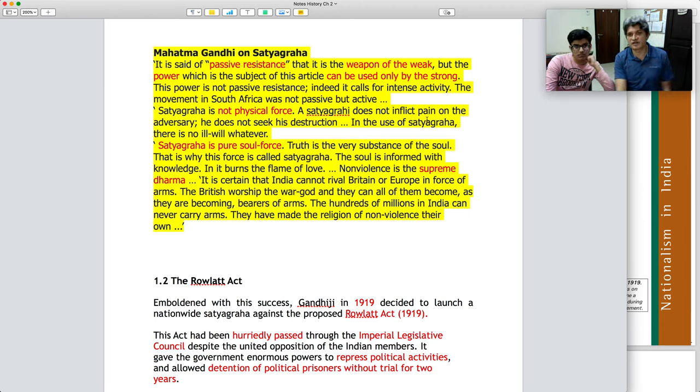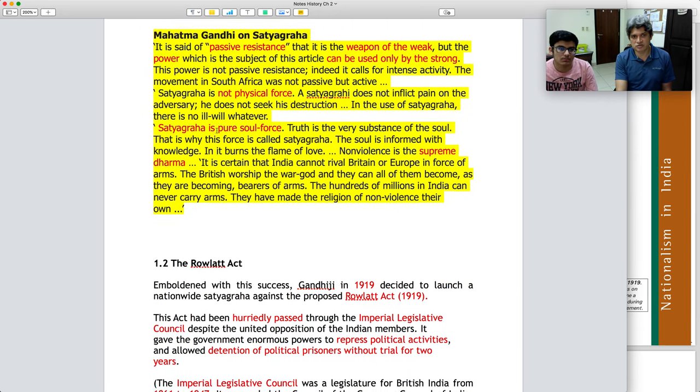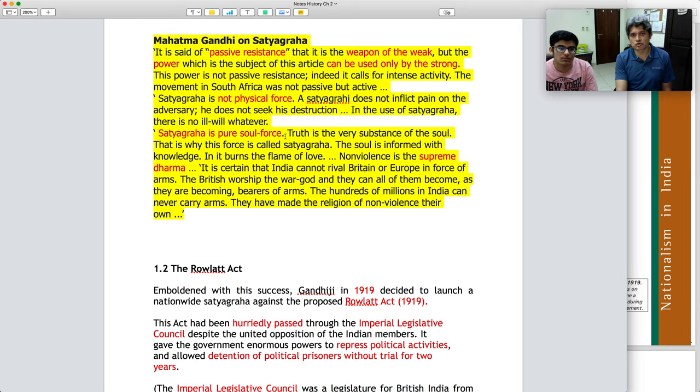A Satyagrahi does not inflict pain on the adversary. You are not attacking and you are not inflicting pain on your enemy, and he does not seek the destruction of your enemy as such. In the use of Satyagraha, there is no ill will whatsoever, even for your enemy. So Satyagraha is pure soul force, not physical force.